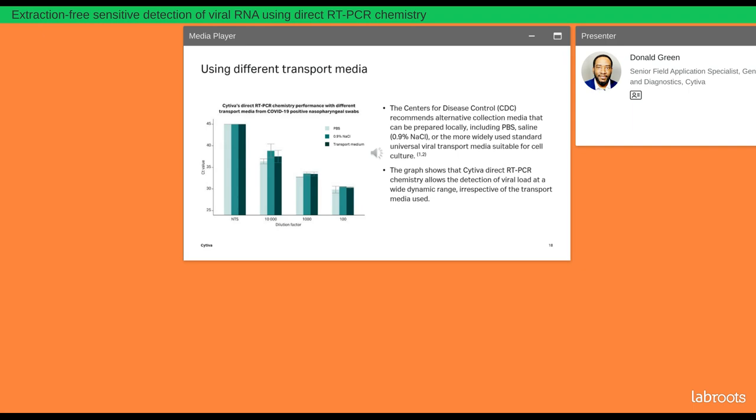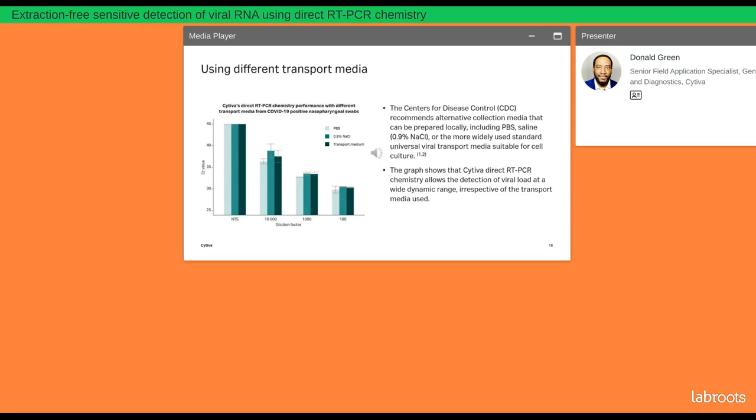So the next experiment we wanted to carry out with the kit was using different transport media. Obviously, with the amount of people going into trying to test COVID-19, transport medias were pretty widely unavailable. The CDC actually put out a recommended alternative collection media that can be prepared very, very locally, including PBS, saline, and then the more widely used standard universal viral transport media suitable for cell culture.